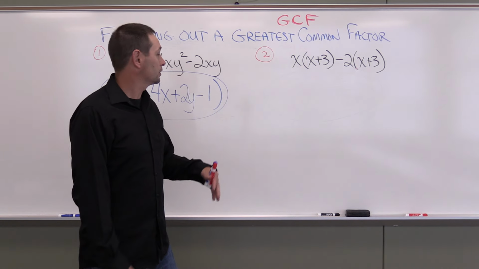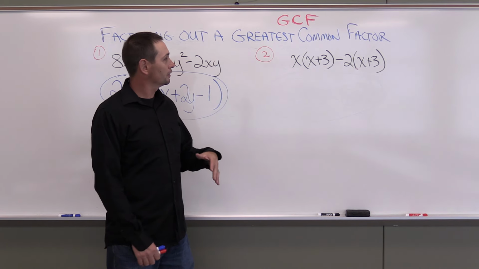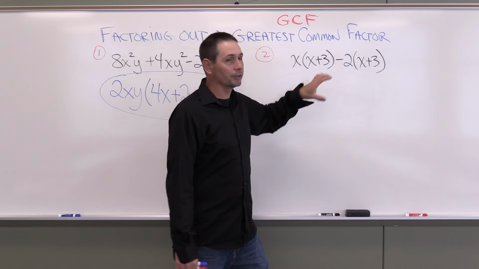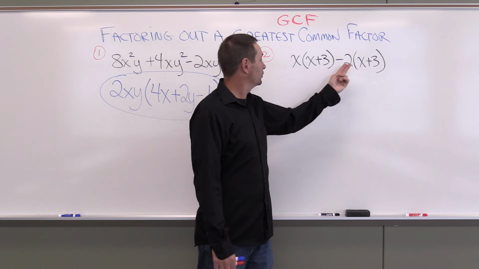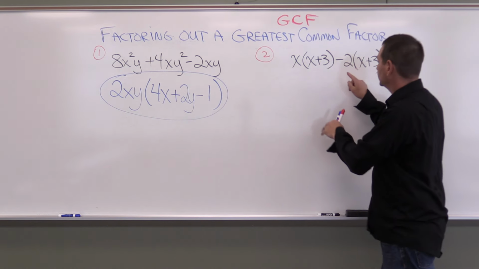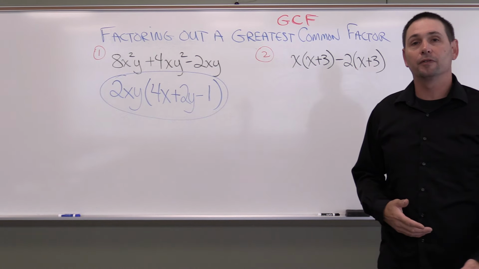So on something like this, when I look at this, it looks quite a bit different, because I actually have a common binomial, not just a variable. It's a binomial, or two-term polynomial, that is common between these two terms separated by a minus. That's okay, it doesn't matter what it is. If it's common, you can factor it out.